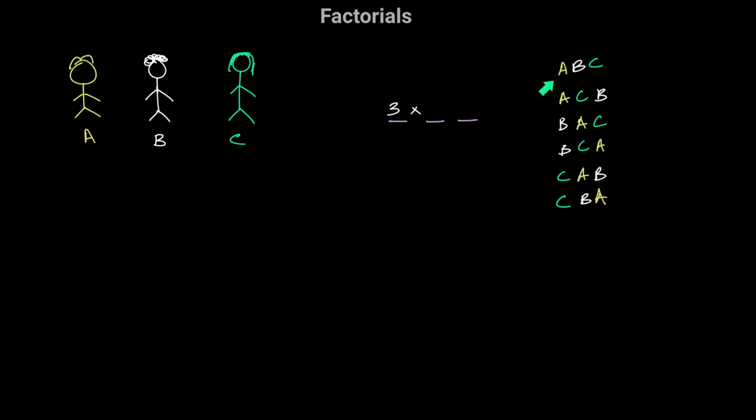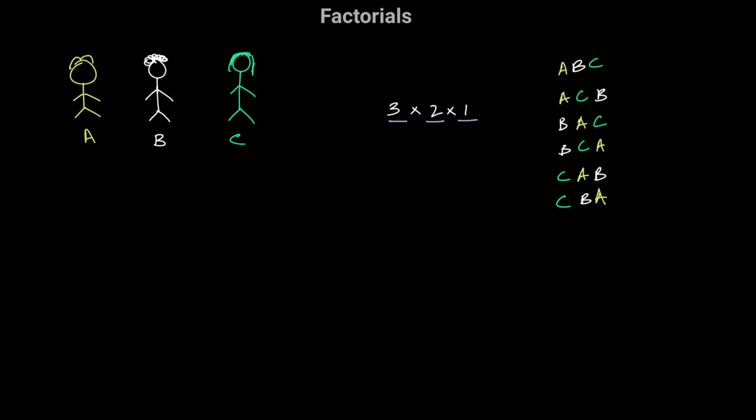Once I have picked A, B, or C for the first position, that person can only be paired with 2 other people. So if I've chosen A, for example, now I have only B or C left for the second position. If I've chosen person B, I have A or C. If I've chosen person C, I have A or B. So I have 2 different options for the second or the middle position. And now I'm only left with 1 option for the final position.